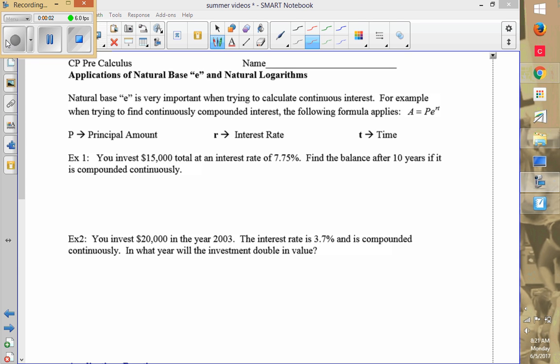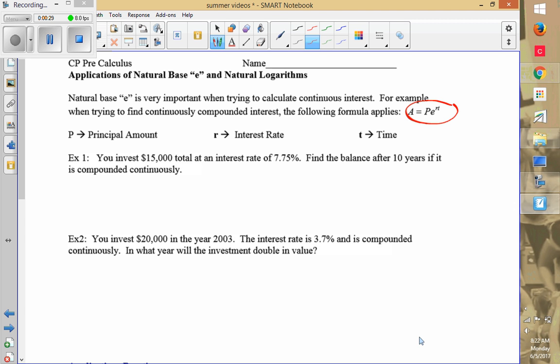Our natural base of e can be very important when we are trying to calculate continuous interest. The formula that is used to talk about continuous interest that's compounded is going to be P e to the rt, where P is our principal amount, what we're starting with, r is your interest rate, and t is your time. So two examples here.